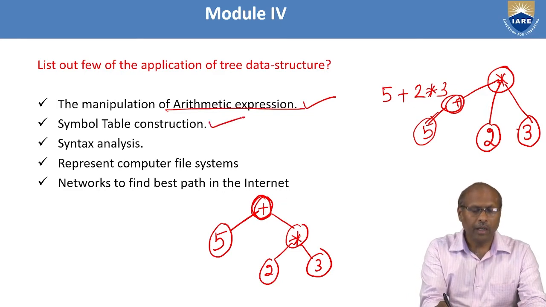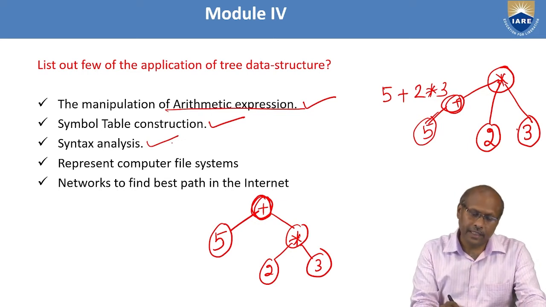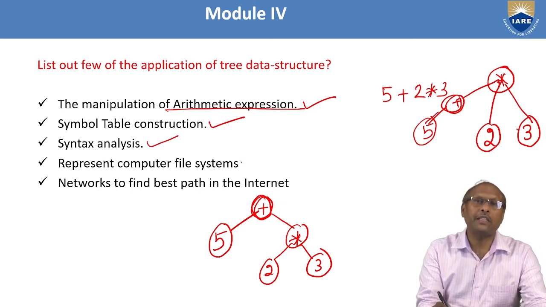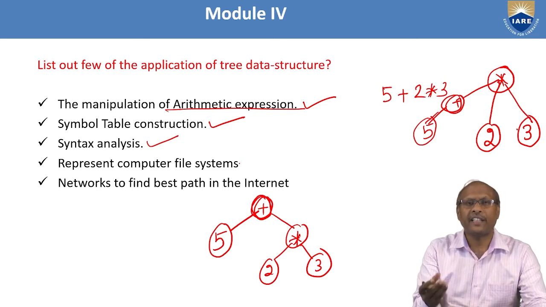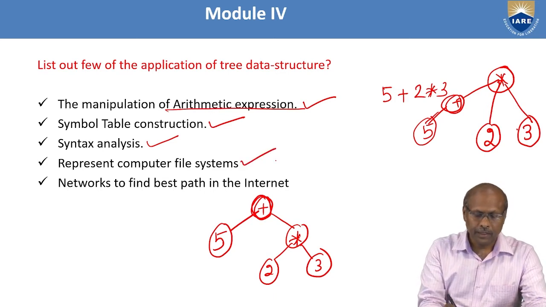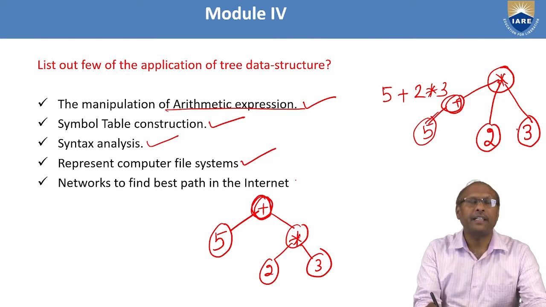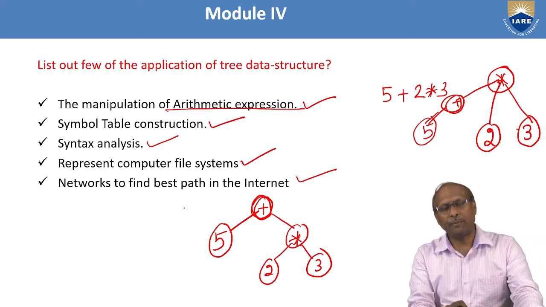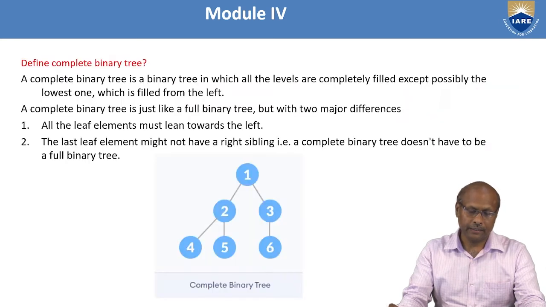Similarly, a symbol table also uses a tree. Syntax analysis, while analyzing the syntax, there also internally it uses a binary tree. Similarly, representation of a computer file system. In a computer file system, there are a lot of files. So there will be one parent folder. Under the parent folder, there will be subfolders. Under the subfolder, there will be a lot of files. So that also follows a tree structure. Similarly, networks, to find the best path in the internet, that also can be represented through a binary tree or normal tree pattern. So they are the various applications of tree data structure.